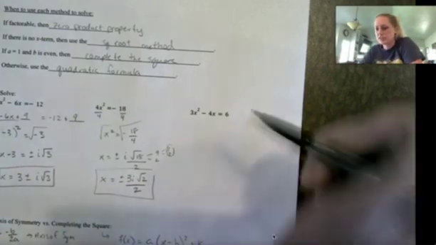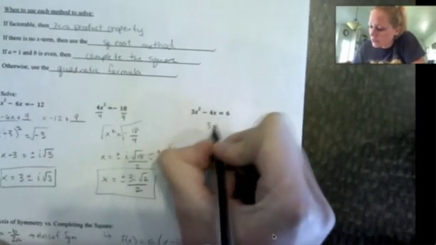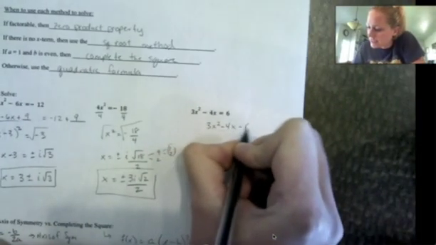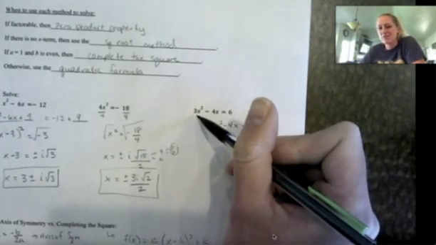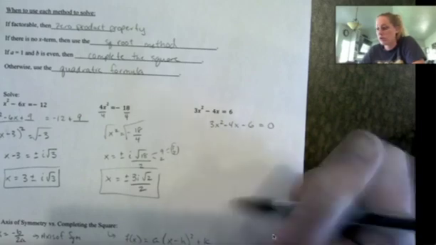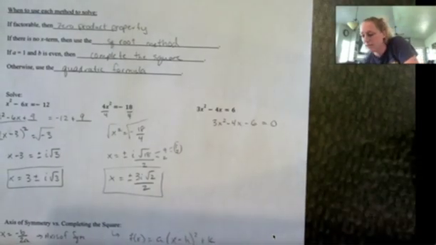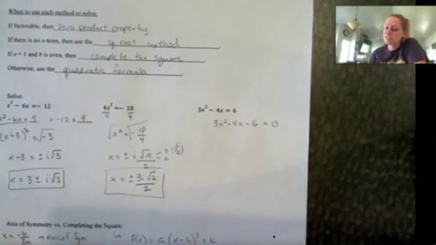All right, last one here. So I have 3x squared minus 4x minus 6 equals 0. I'm not going to complete the square on that one because a is not 1, and not all of those numbers divide nicely by 3. I can check, is it easy to factor?